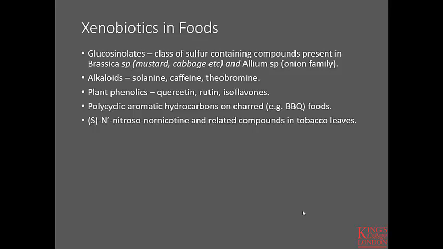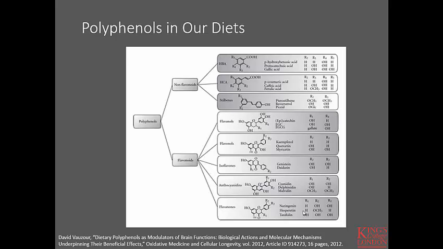Then there's polycyclic aromatic hydrocarbons that are produced when you char food, so anything that's been barbecued or char-grilled, you will get the production of polycyclic aromatic hydrocarbons. And then there's the nicotine-related compounds, like things that are found in tobacco leaves when you smoke cigarettes or cigars or whatnot. This gives you an example of just one class of those chemical compounds, polyphenols.